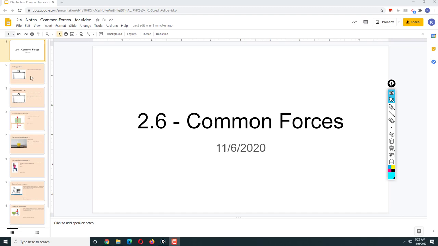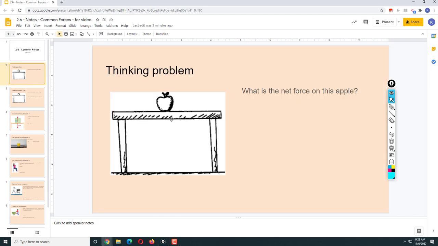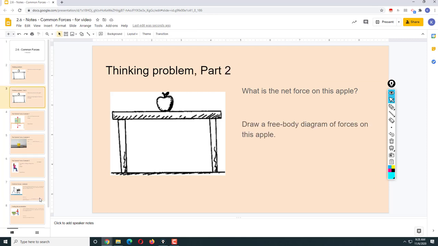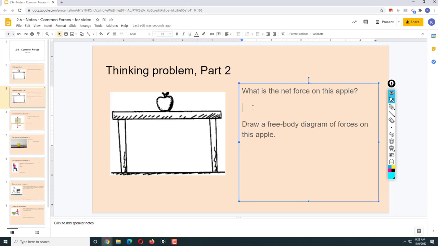2.6 Common Forces. Here is an apple on the table. What is the net force on this apple? The total force. The apple is not moving, so it's 0. Both Newton's first law and second law tell us that the apple will not move because there's no net force. So the net force is 0.